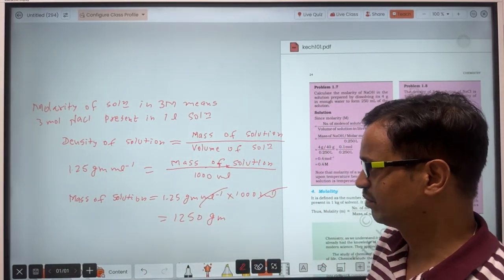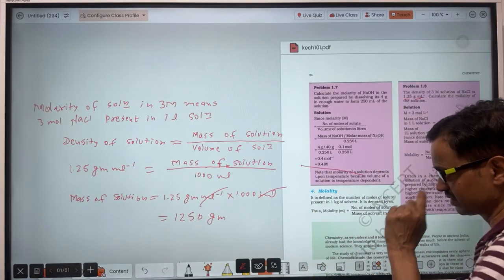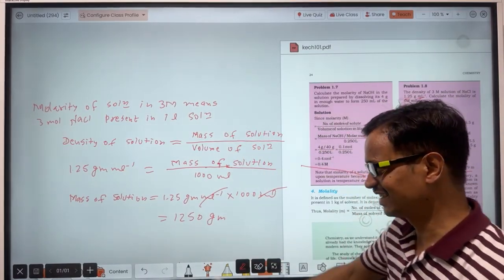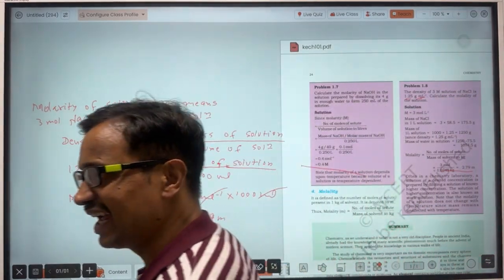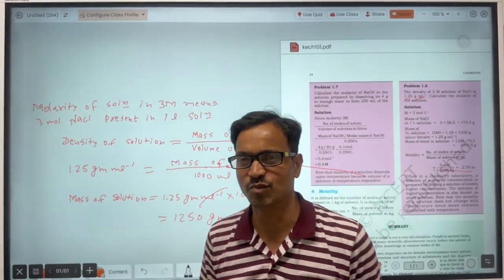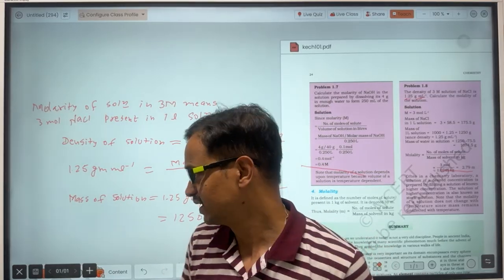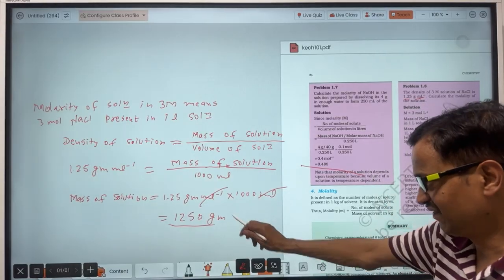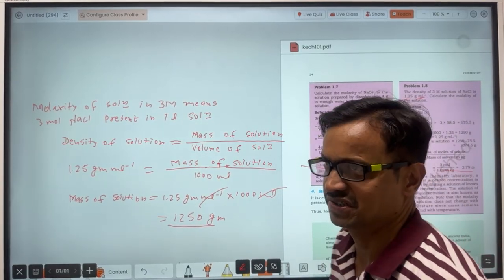Okay guys, now to calculate the molality. Again I am making this question. Firstly, write that, then after I shall tell you. Mass of solution will be 1250 gram. And molality, you know, is the number of moles of solute upon mass of only solvent. 1250 gram is the mass of the whole solution.